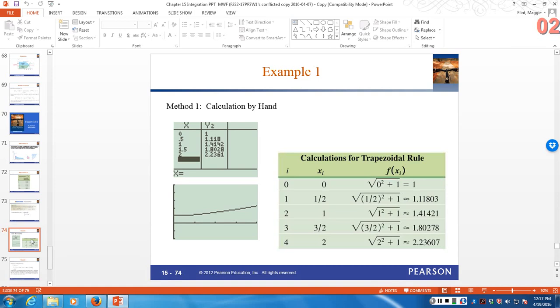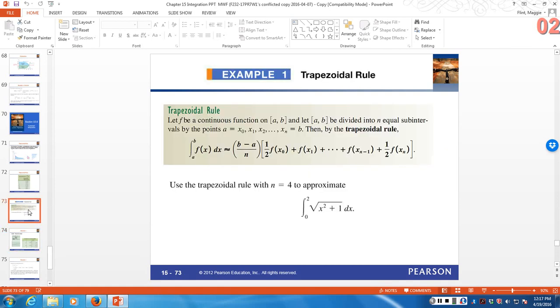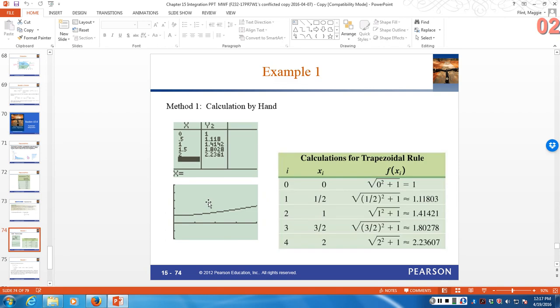Wait, I don't think I matched up the endpoints. Yeah, it says 0 to 2, and then the table goes from 0 to 4. But that's the n equals 4. So the first increment is from 0 to 1/2, and then 1/2 to 1. So the base of the trapezoid is always going to be 1/2, okay? In order to find how tall the various endpoints are, you plug the values 0, 1/2, 1, 1.5, and 2 into the formula, and you get the height of those lines.